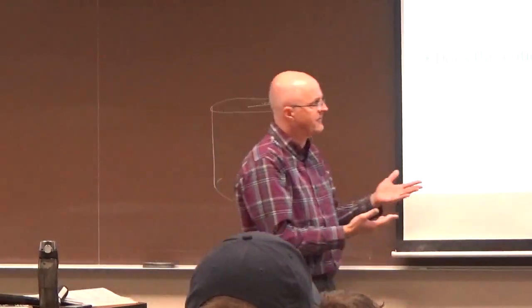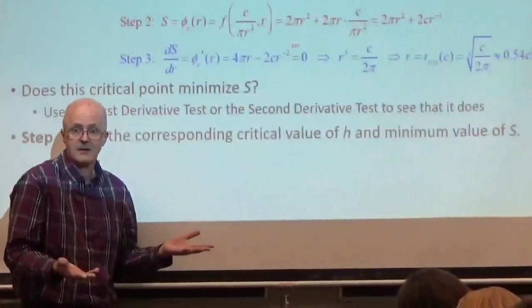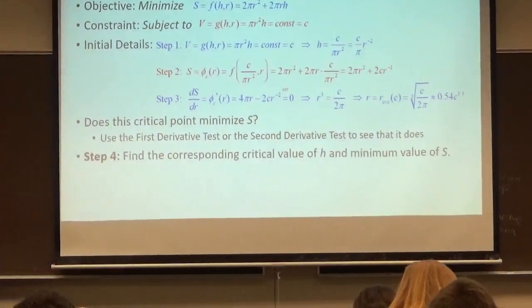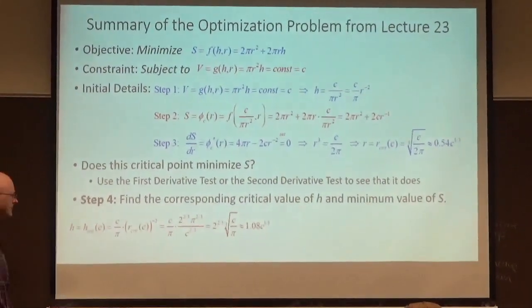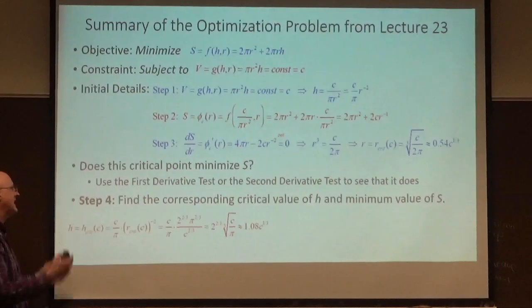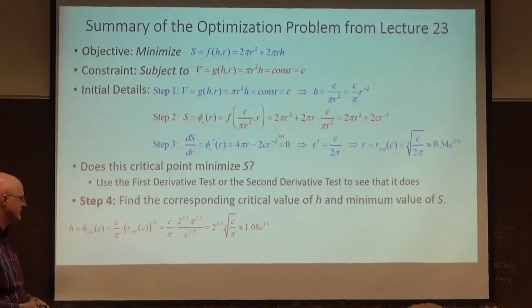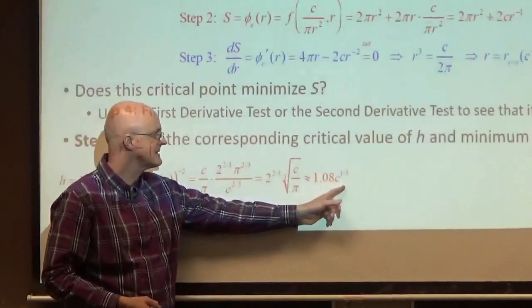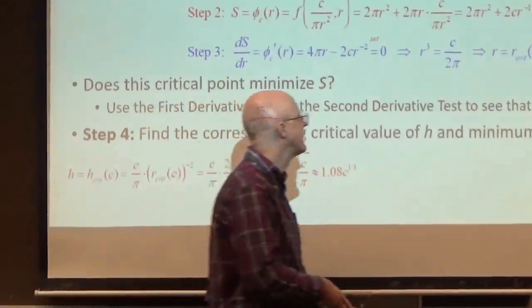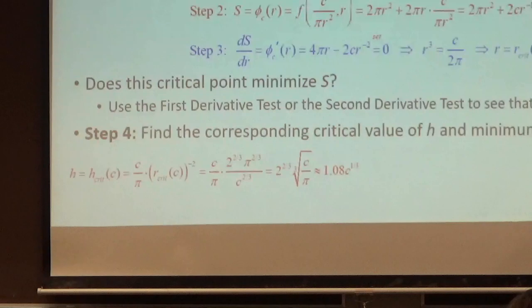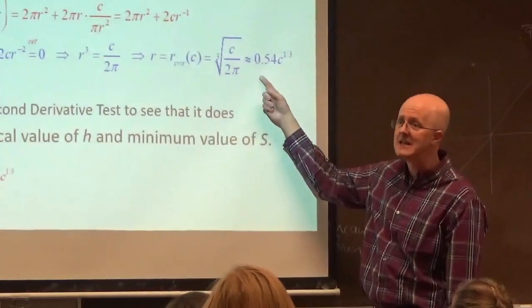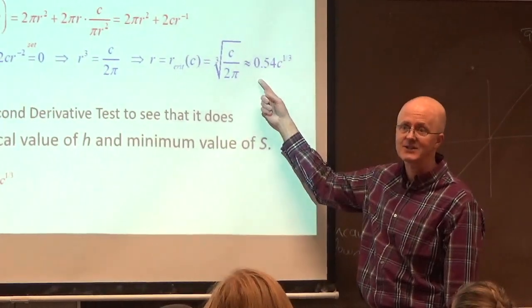And we might also like to find the minimum value of the surface area. What is the actual minimum surface area? I'd have to plug back into the function to figure that out. Complicated looking algebra. I'm confident you could do this if you just took it step by step. It turns out h is about 1.08 c to the 1/3. Interesting. That seems to be double this one. Is that an accident? No, it's no accident actually.